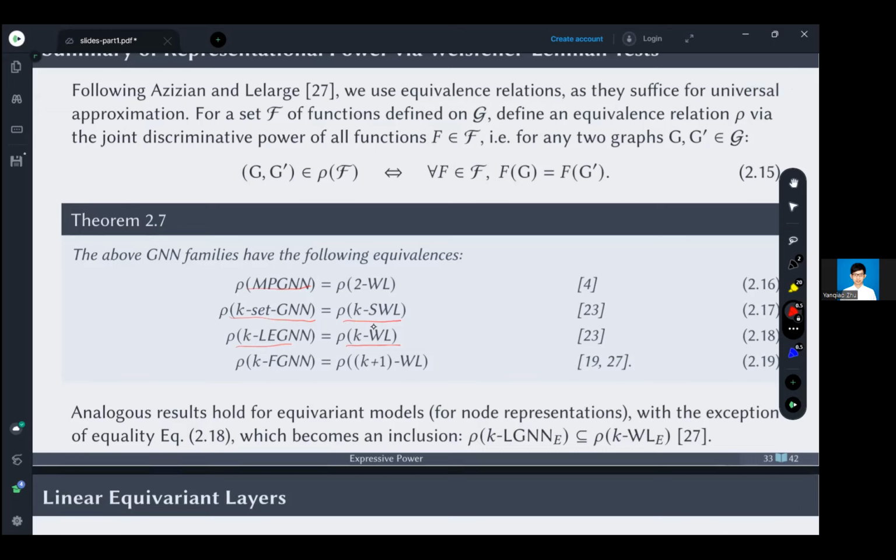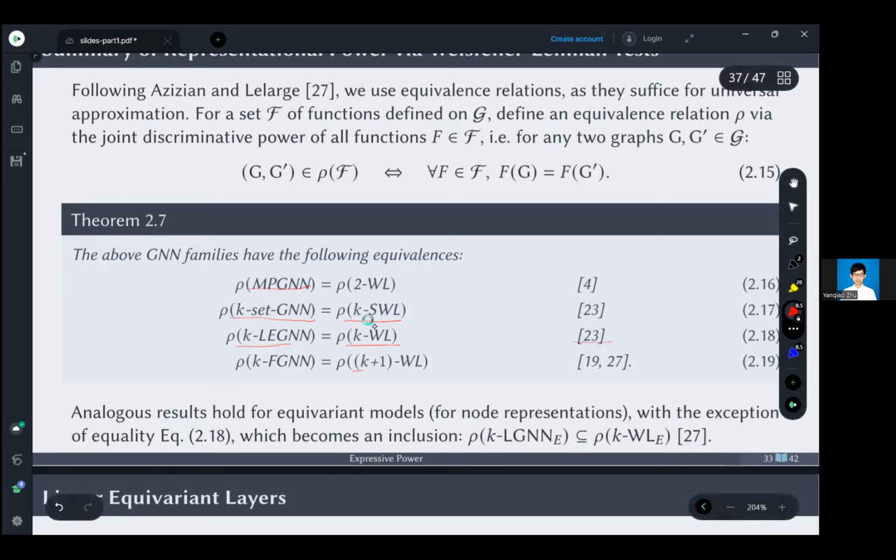And for the folklore GNN, it is equivalent to the K plus one dimensional Weisfeiler-Lehman test. So it will actually build a hierarchy of representation abilities. And some similar results can be obtained for equivariant models. Equivariant models means that you are going to compute the node representations rather than graph representations, which is except for this paper.